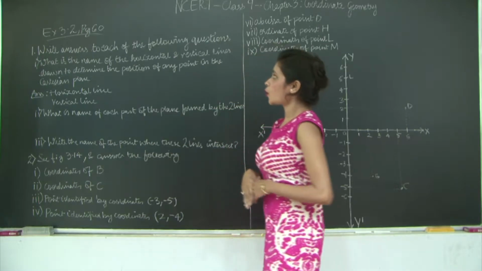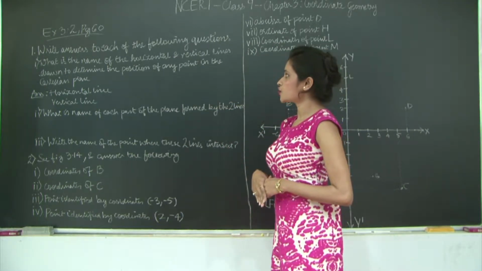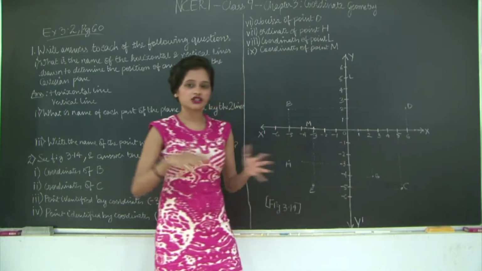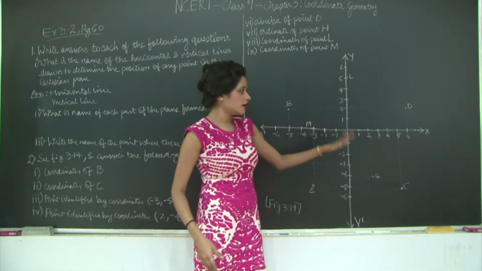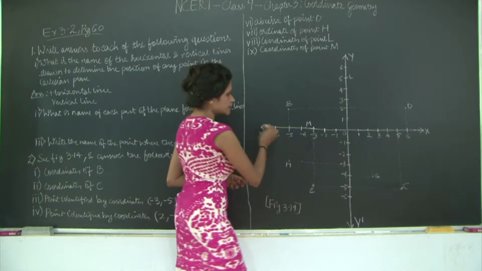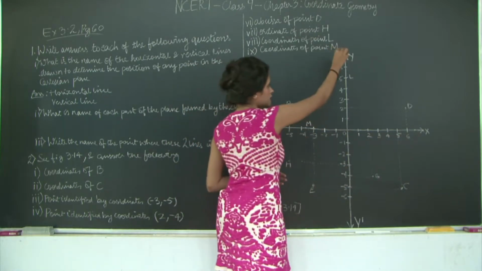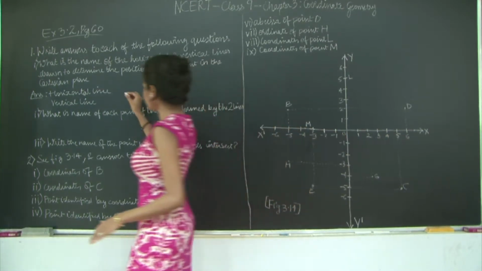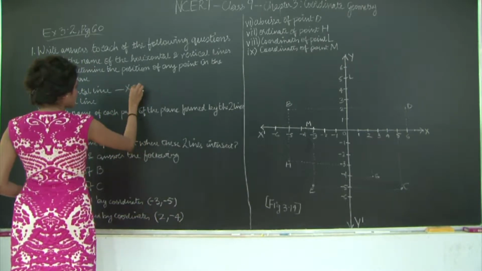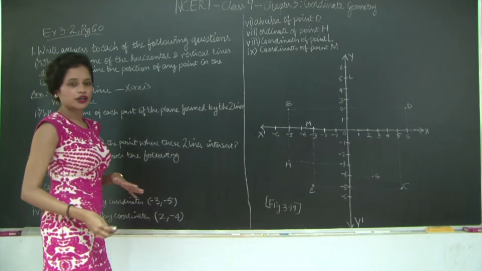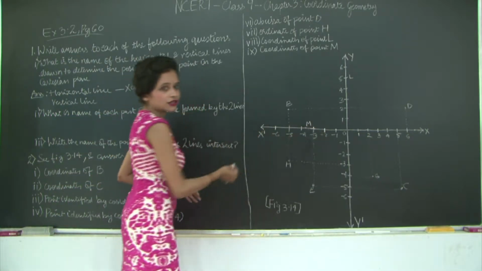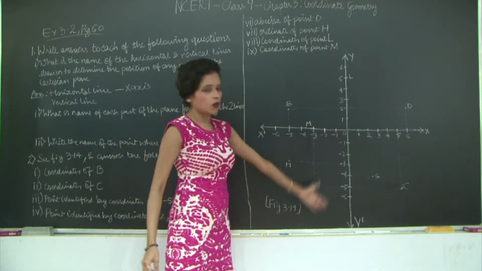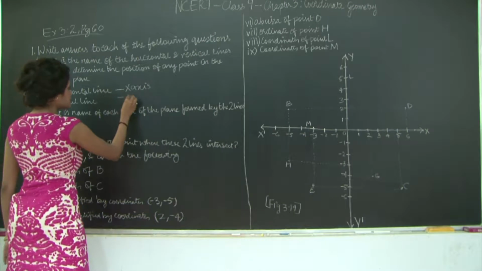So the first question, what is the name of the horizontal and vertical lines drawn to determine the position of any point on the Cartesian plane? So I'm not really drawing the Cartesian plane for you. We have a number line for reference over here. The horizontal line is this number line and the vertical line is this number line. So this horizontal axis is known as the x-axis. And if you want to see, we denote it as XOX dash. And similarly, the vertical line is the y-axis and it is denoted by YOY dash. So this is the y-axis.